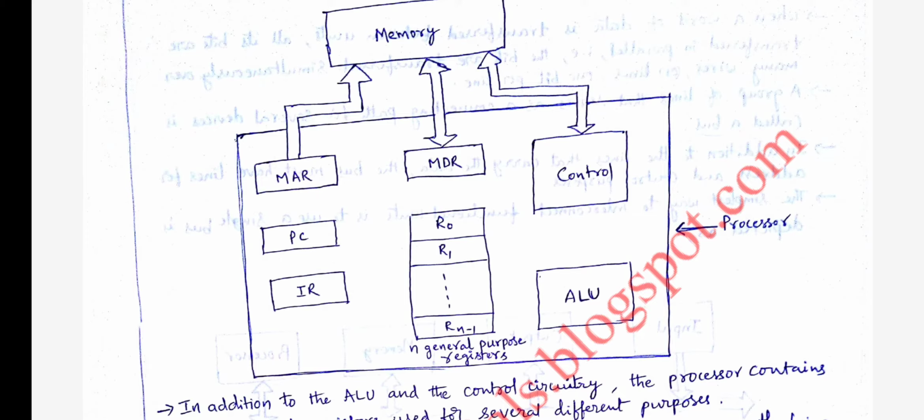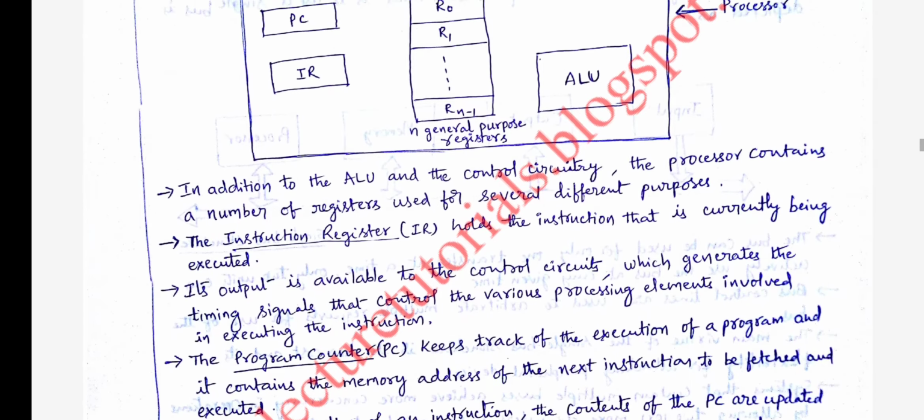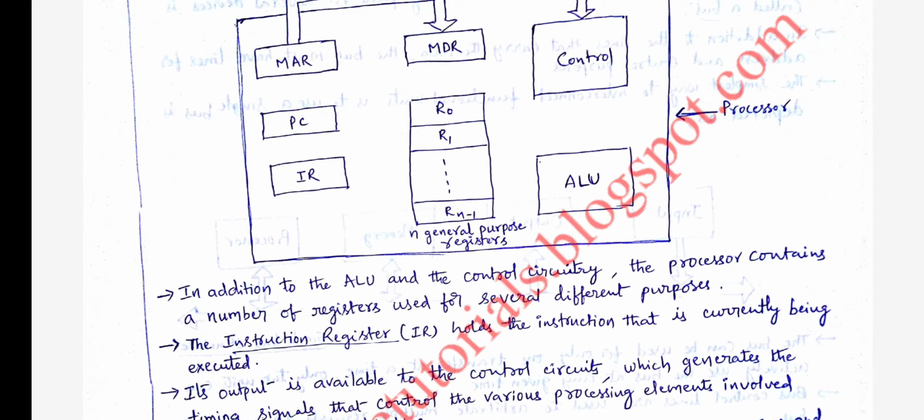Once again, the processor contains memory address register, program counter, instruction register, memory data register, control unit, arithmetic and logic unit, and n general purpose registers which start from R0 to Rn-1. In addition to the ALU and the control unit, the processor contains a number of registers used for several different purposes.